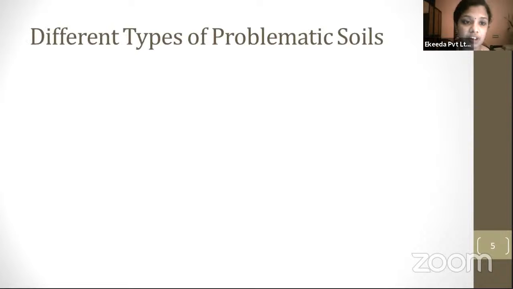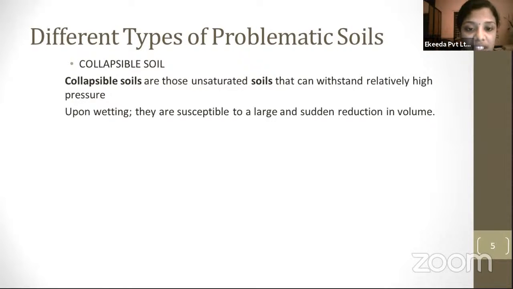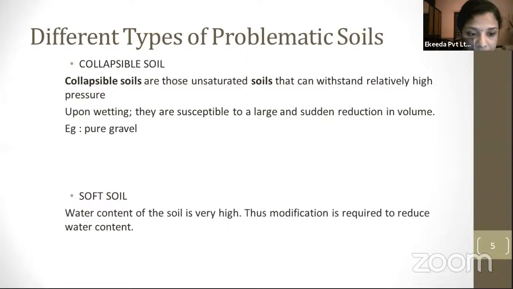Now, next type of problematic soil is collapsible soil. Collapsible soils are those unsaturated soils that can withstand relatively high pressure. Upon wetting, they are susceptible to a large and sudden reduction in volume. Example is pure gravel. And next type of problematic soil is soft soil. The water content of the soil is very high, thus modification is required to reduce the water content. Example is marine clay and peat.